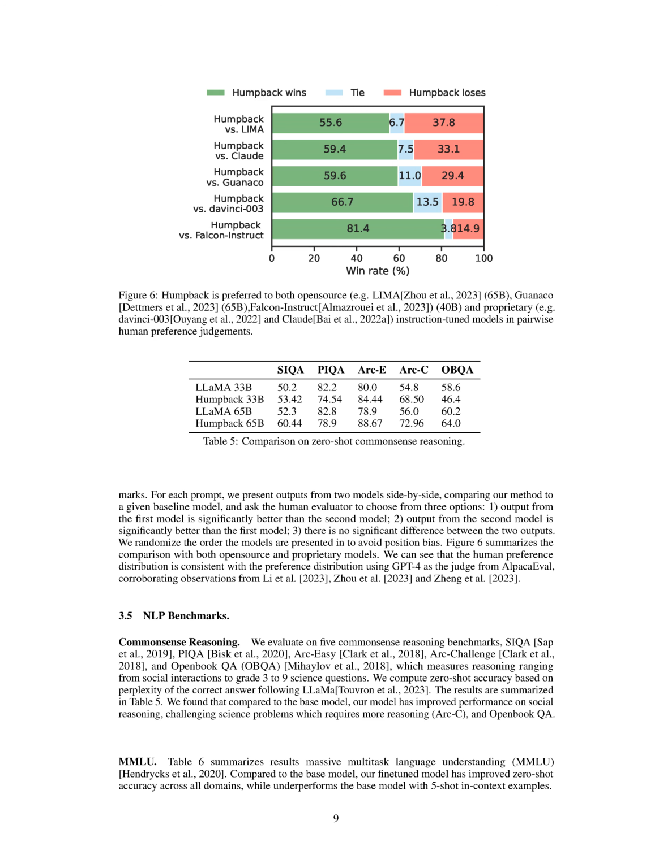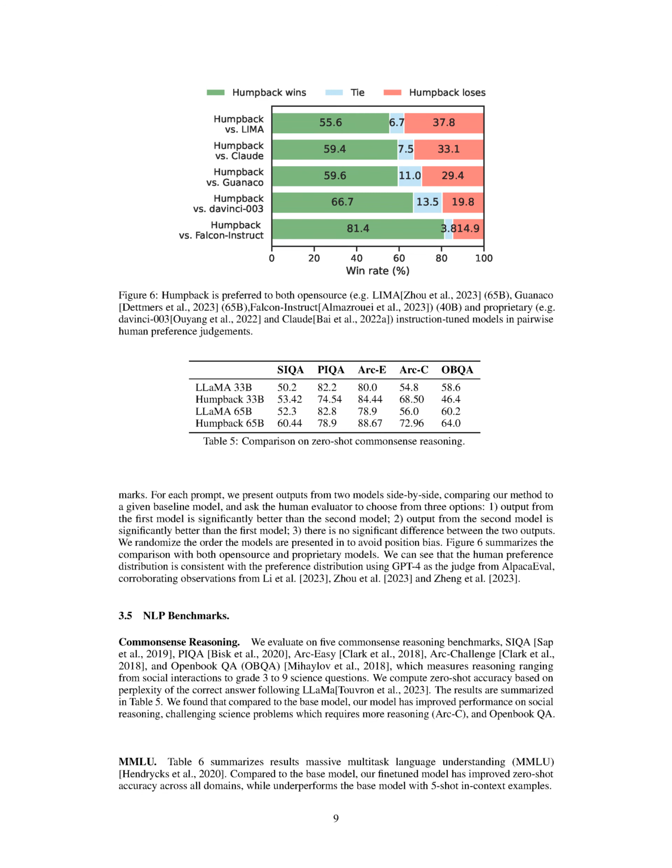We also evaluated our model on 5 common-sense reasoning benchmarks. These benchmarks, which include SIQA, PIQA, ARC-Easy, ARC-Challenge, and OpenBook QA, OBQA, measure reasoning abilities ranging from social interactions to science questions for grades 3 to 9. We calculated the zero-shot accuracy based on the perplexity of the correct answer, following the llama method. The results showed that our model performed better than the base model in social reasoning, challenging science problems that require more reasoning, ARC-C, and OpenBook QA.